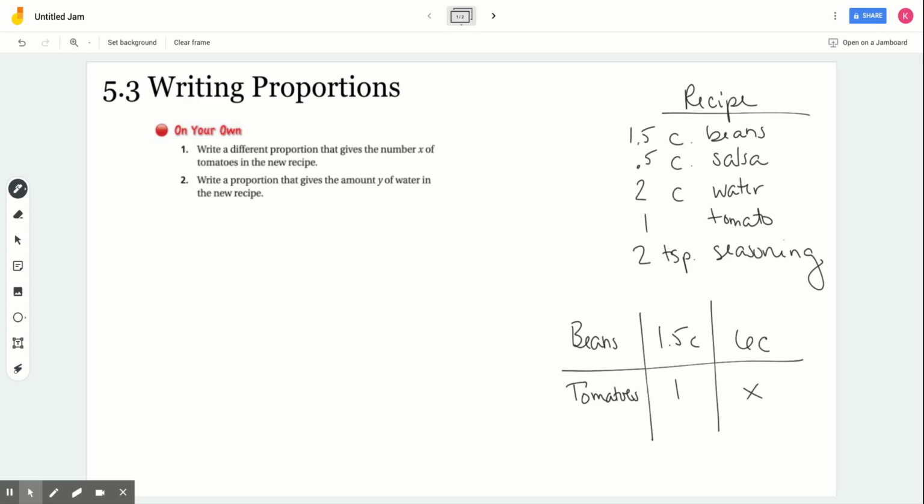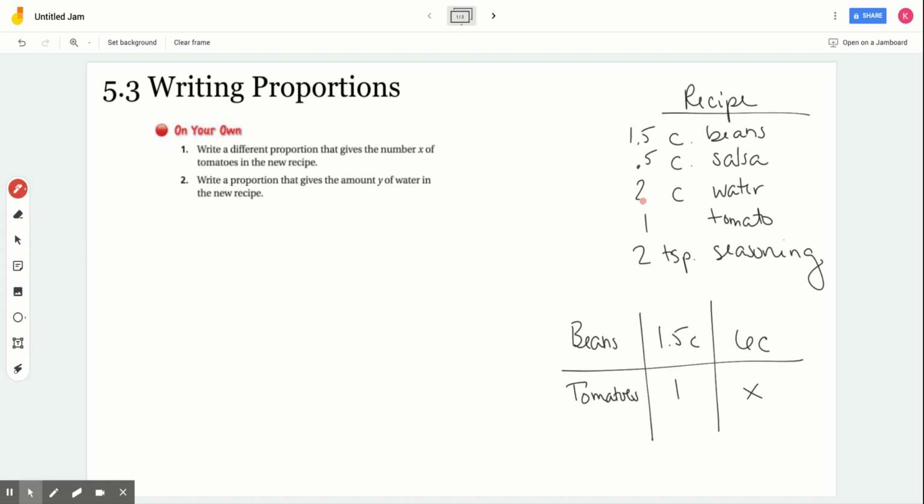Today we're going to be talking about lesson 5.3 on writing proportions. So remember from yesterday that we talked about proportions being two equal or equivalent ratios. Remember that a ratio is comparing two quantities. So as we look at these questions today, it says write a different proportion that gives the number X of tomatoes in the new recipe.